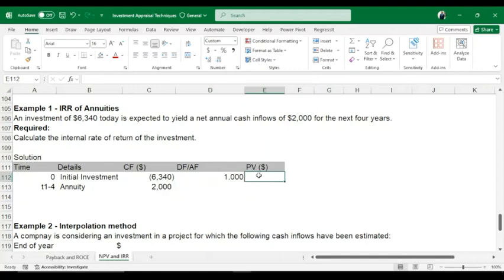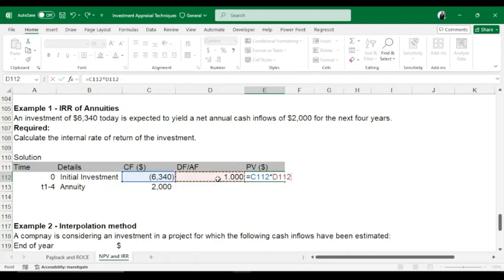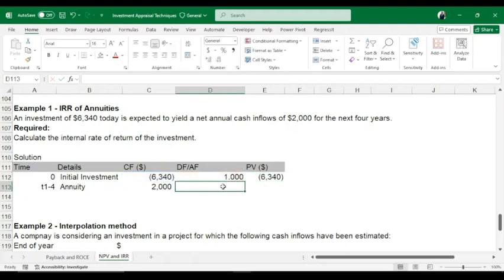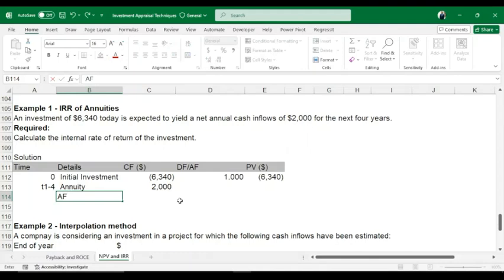And then our present value is the cash flow multiplied by the discount factor. Now we are going to calculate for the annuity. And for the annuity, the formula has been given to us. Okay, so the annuity factor, which is AF, so we'll have workings.